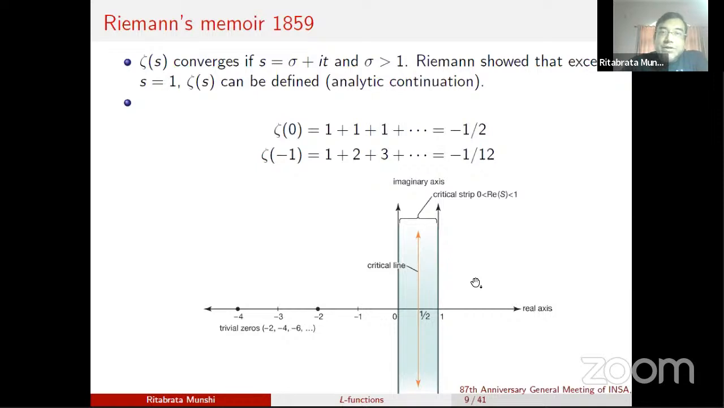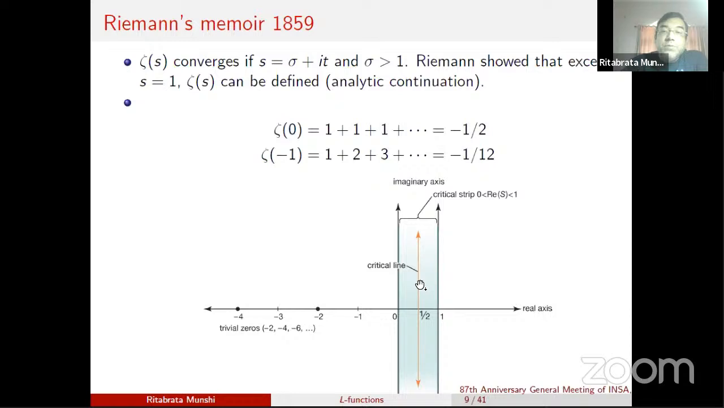Anyway, so this is a picture of the complex plane. And what Dirichlet proved is that if you look at this half plane over here, sigma greater than 1, then zeta(s) is absolutely converging, and the Euler product also absolutely converges. And then it can be continued to the whole complex plane. It has only one pole at s equals 1 over here.